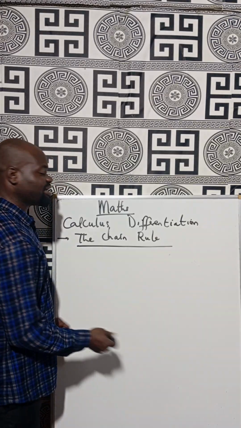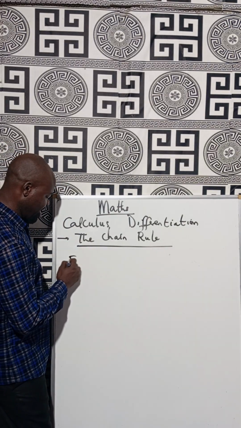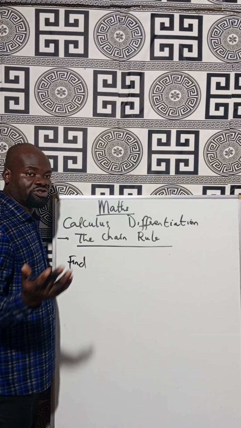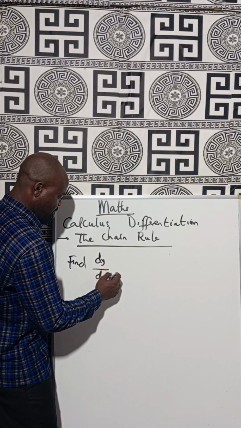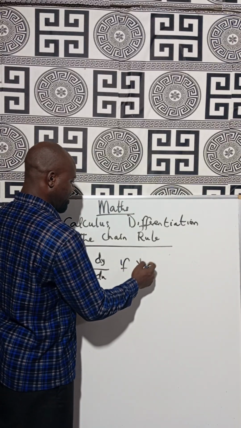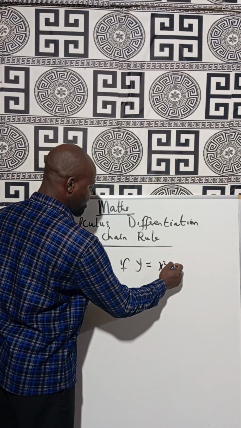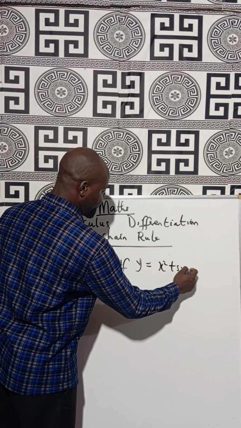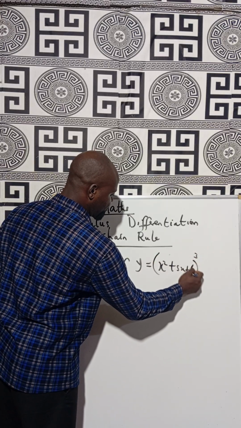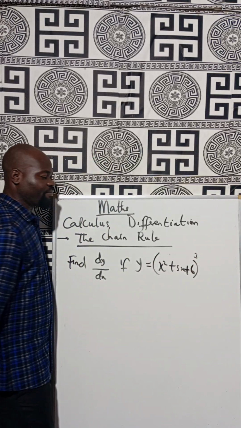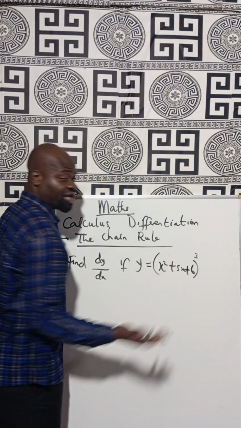So let's say we have this kind of question. Find dy/dx if y equals (x squared plus 5x plus 6) all raised to power of 3. Look at this question here. So obviously we are going to apply the chain rule.